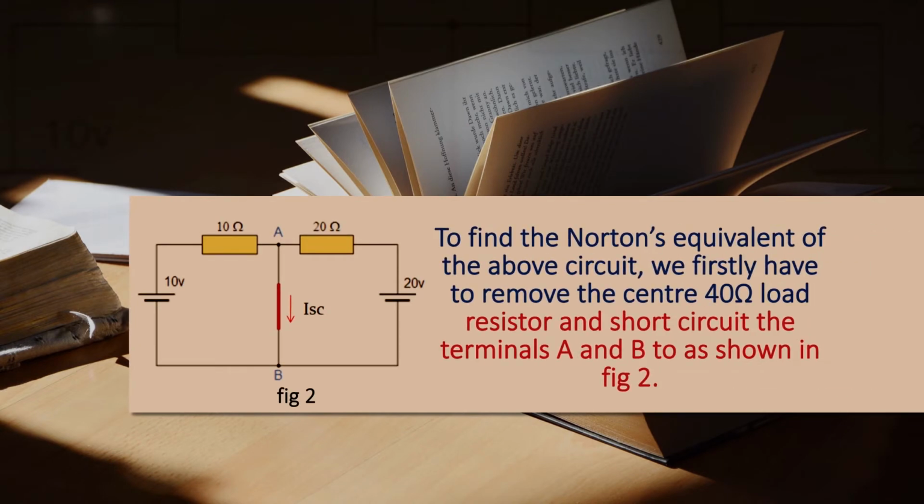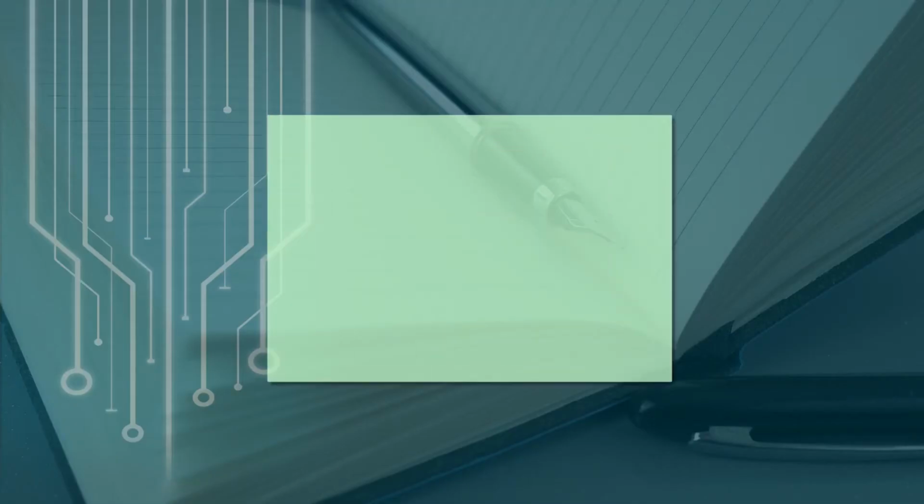So here you can see in figure 2, the load resistance RL is replaced and this AB terminal is shorted by a simple wire. That current will be called the short circuit current ISC, or you can say the Norton current IN. Now because there are two voltage sources in this circuit, for solving it you can apply the superposition theorem also.